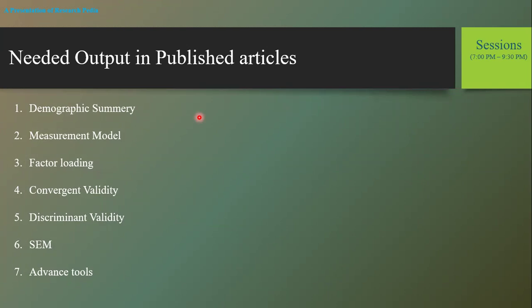Now we can start our Smart PLS, but before starting Smart PLS, you need to have an idea what output we need to extract from Smart PLS 4 if we need to run it, because the majority of researchers who are new to Smart PLS don't know what we need to extract from its output. So the first thing that you need to estimate is the demographic summary, and it is usually something you need to have from SPSS.